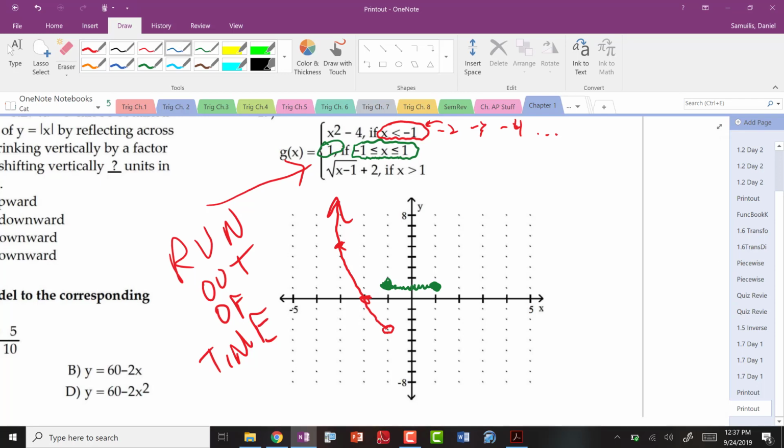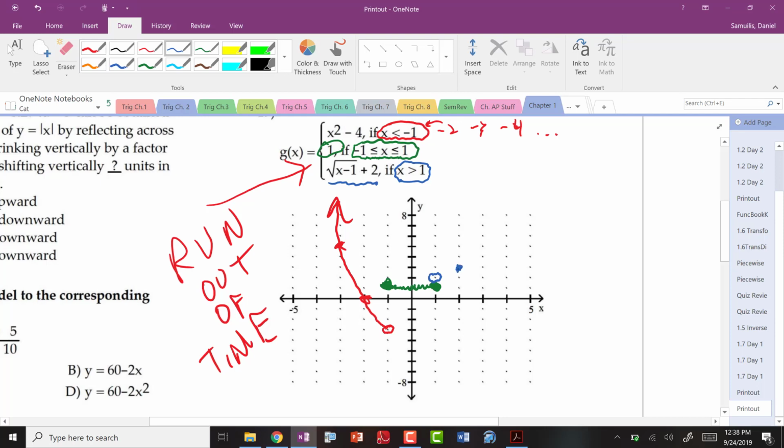And then change colors. This is a square root graph. Should I plug in 1? Yes. Just make it an open dot. 1 minus 1 is 0. And can I take the square root? Yes. Square root of 0 is 0. 0 plus 2 is 2. So 1 comma 2. Careful. Oh, I'm real shaky here. All right. Whew. And then I plug in 2. Square root of 2 minus 1 is the square root of 1, which is 1. 1 plus 2 is 3. So 2 comma 3.